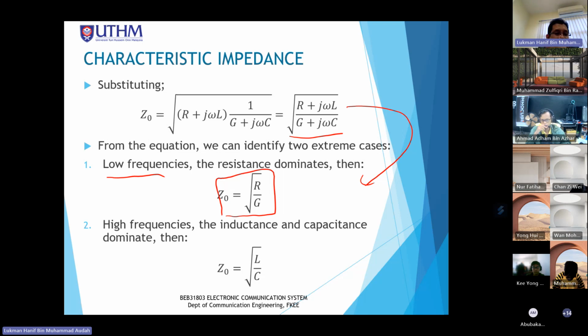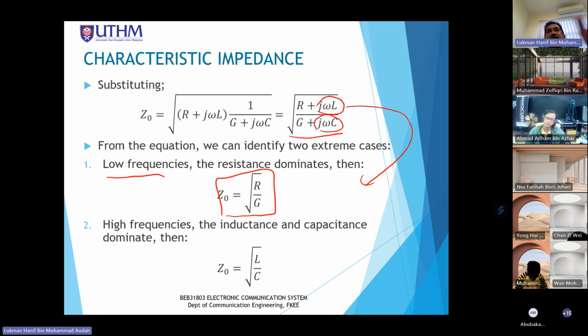Why is it like this? Because in a low frequency transmission, the reactance parameters, which are j omega L and j omega C, can be said to be very small and can be omitted. So that's why we can simplify the equation to be approximately equal to the square root of R over G. The unit is still ohms. Remember that for characteristic impedance, the unit is ohm.